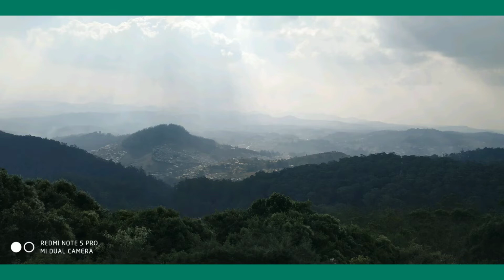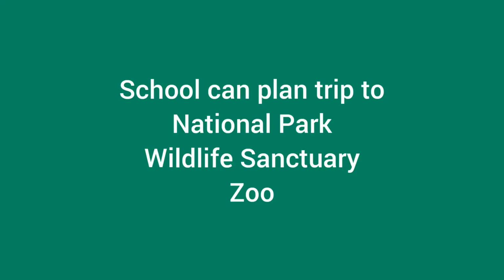The next thing that you can plan in your school is a trip. So what kind of trip can you plan? You can organize a trip to a national park, a wildlife sanctuary, or a zoo, whichever is possible for your school depending on the situation. So you can organize a trip to these, maybe a national park, a wildlife sanctuary, or the zoo.